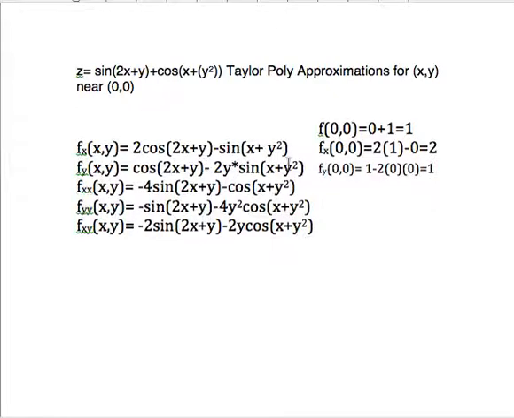Now we're going to do the same thing for the rest. So f of xx of 0, 0: negative 4 sine times 0 is going to be 0, minus cos of 0, which is 1. So 0 minus 1, which equals negative 1.